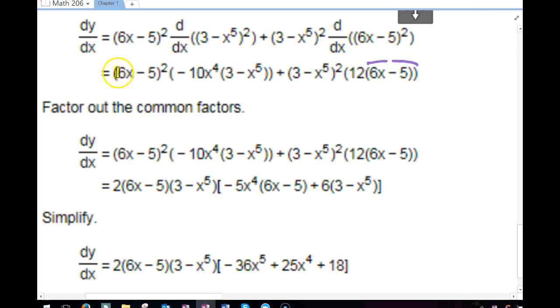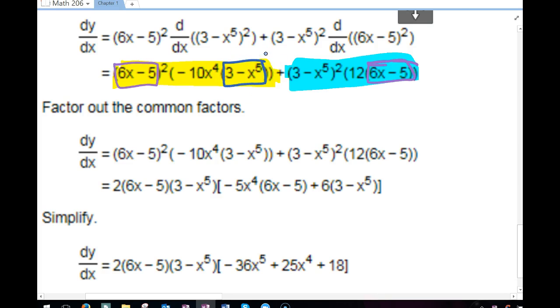When they ended up doing that, this is one term, even though it's kind of ugly what's going on here. It's this term times this whole term. This is the second term. And these terms have some common factors. So if you notice, both terms have a 6x minus 5 and a 6x minus 5. And both of them have a 3 minus x to the fifth and a 3 minus x to the fifth.